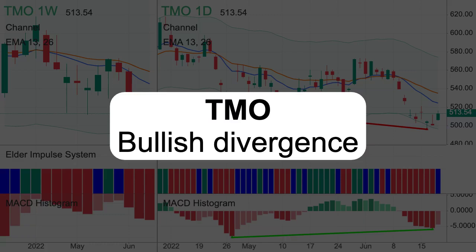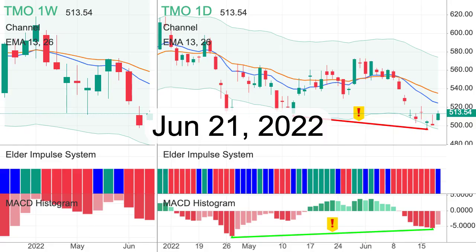Let's consider the stock of Thermo Fisher Scientific Inc. On June 21, 2022, a bull divergence formed in a downtrend. This is a strong buy signal. There is a first light bar on the histogram. Are you ready to submit a buy order?